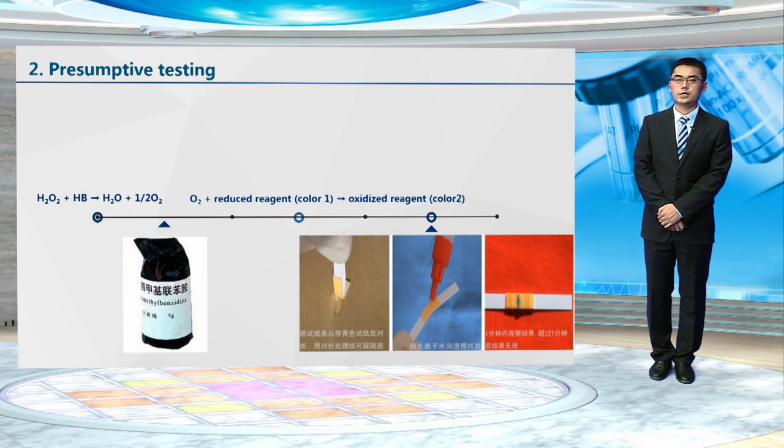The resulting oxygen subsequently reacts with a chemical compound that demonstrates a color change when it is oxidized. These 2 steps in the presumptive testing for bloodstains can be summarized as follows.